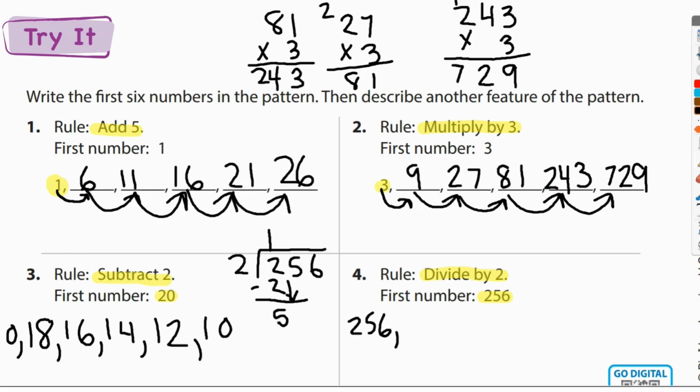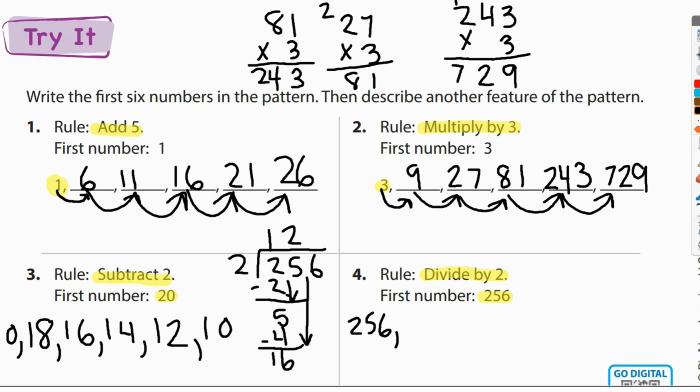How many times, if I had 5 things, how many groups of 2 can I make out of that? I could only make 2, right? Because 2 times 2 is 4. That's the closest number to 5. I'm going to subtract again. If I subtract 5 minus 4, I get 1. And after I subtract, I bring down 6.